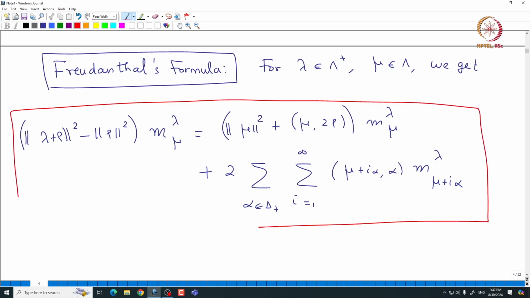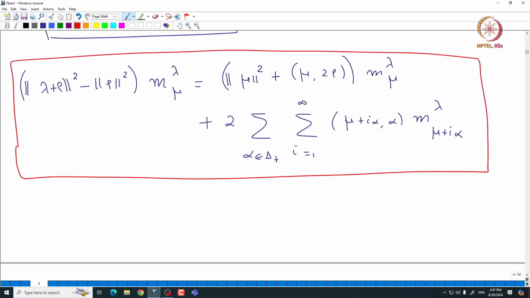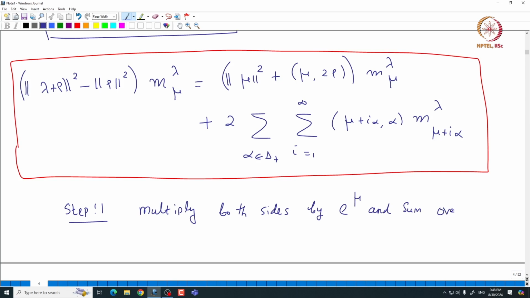Now we will take this formula and massage it and modify it so that we can get the Weyl character formula. For that purpose, the first step is to multiply both sides by e power mu and then sum over all mu in capital Lambda. So, step 1 is multiply both sides by e power mu and sum over all mu in capital Lambda.